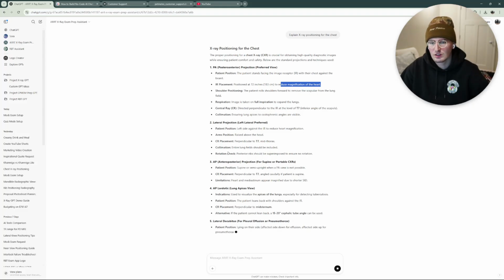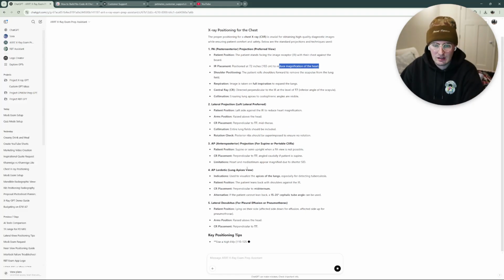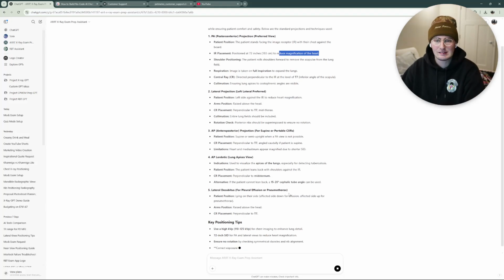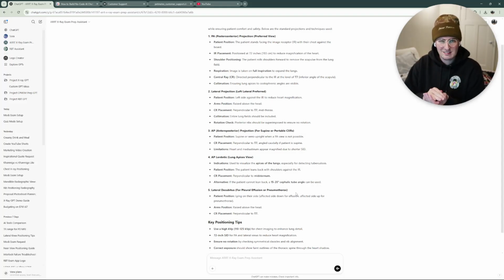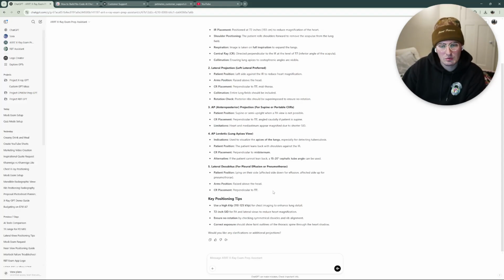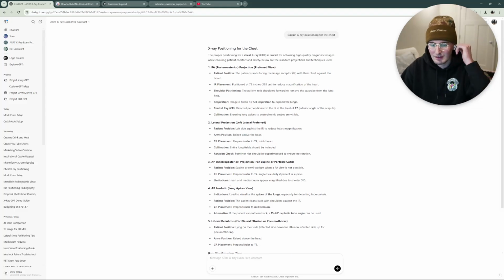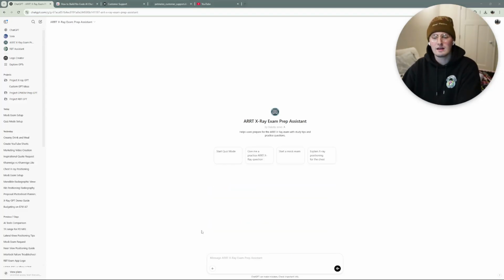Then the lateral projection, and it's going to list every single projection of the chest. Now I can fine tune this to where it's more concise and doesn't give you absolutely every single chest image that you could possibly take. Some people would like that, some people wouldn't, so I just want feedback on what you guys would like. And it even suggests the kVp range. I mean, everything.